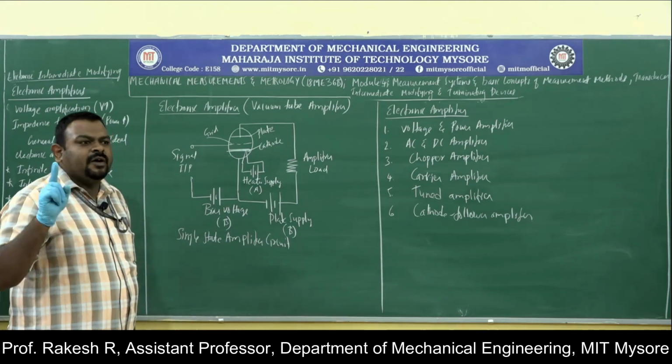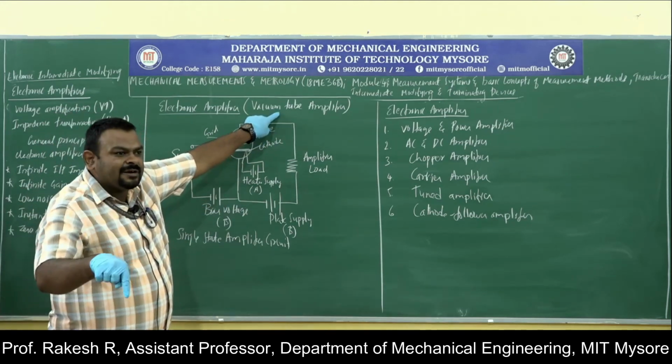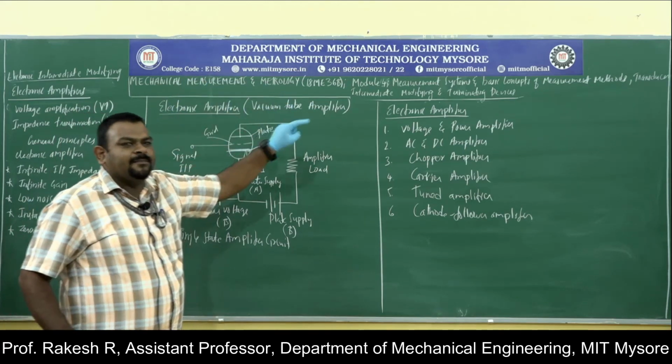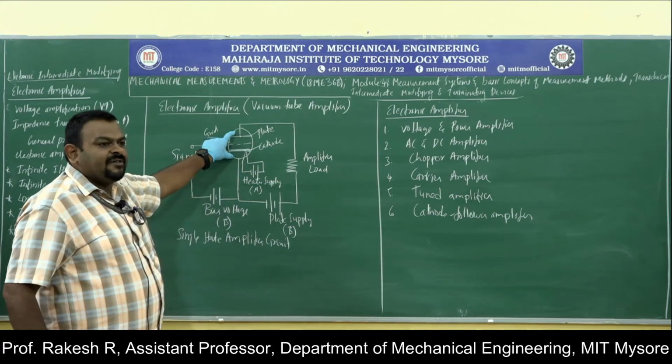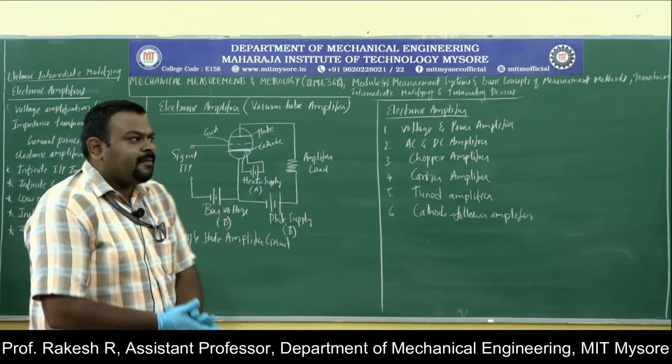In the exam, you have to see the question. If they ask vacuum tube, again it is an electronic amplifier. If they ask electronic, it is a vacuum tube amplifier. The only thing is the movement of electrons from cathode to anode. Let us see the different types of electronic amplifiers.